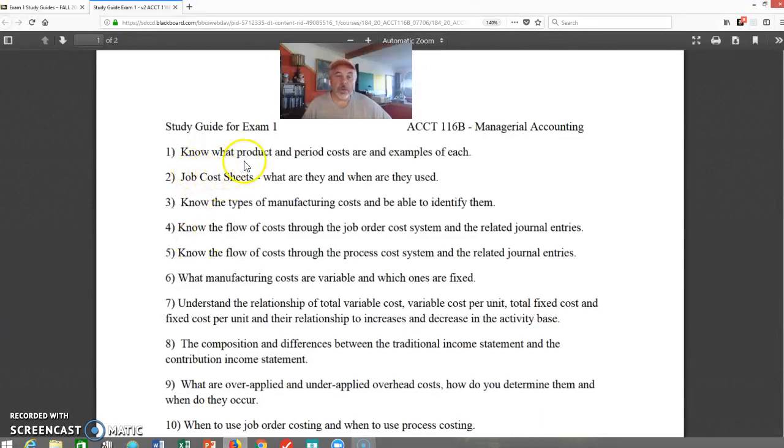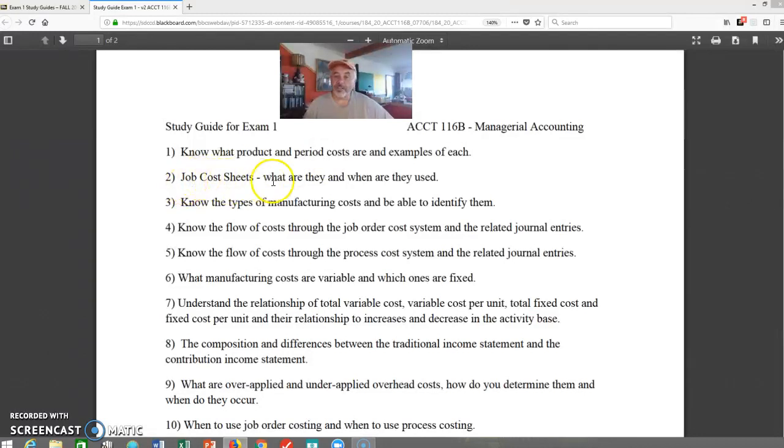So the first one is know what your product and period costs are and examples of each. In every class, I've always told you what the three product costs are. Make sure that you know what those are and how to identify those. Period costs are costs that are incurred in the period that they are incurred. Product costs go to the inventory account, which is balance sheet first, and travels through the balance sheet and ultimately ends up in the income statement as cost of goods sold. Period costs are things like administrative cost and selling costs, and they go directly to the income statement.